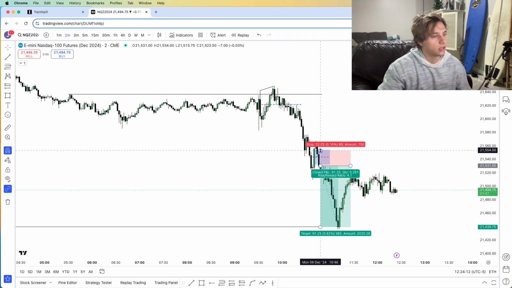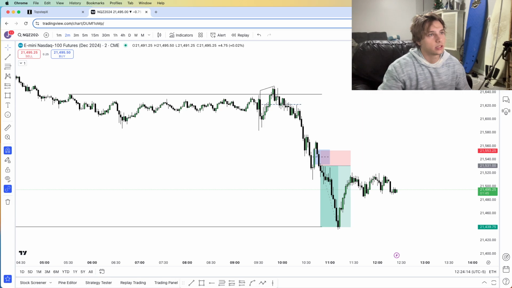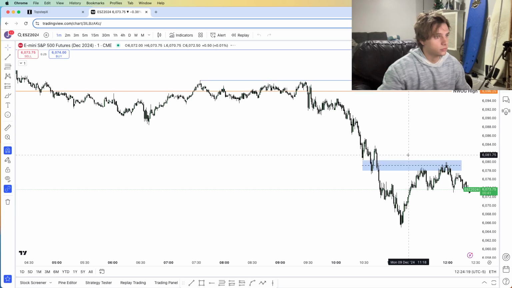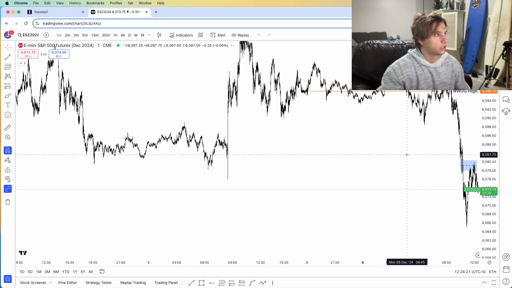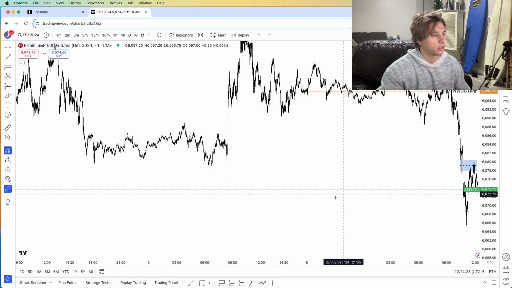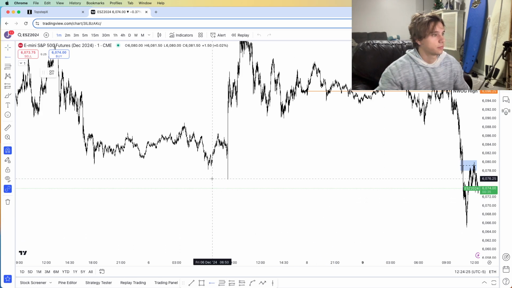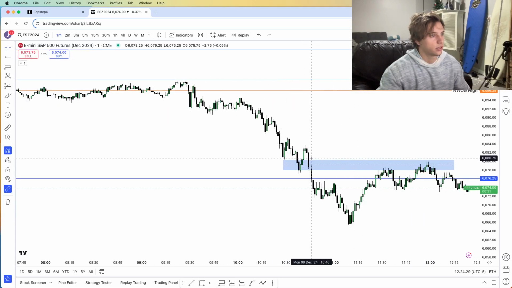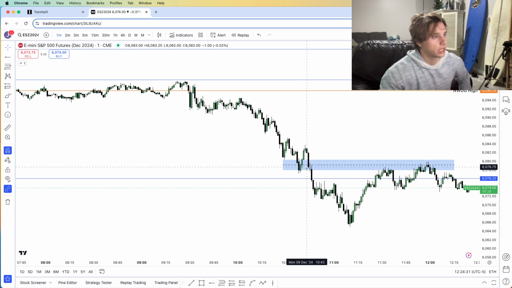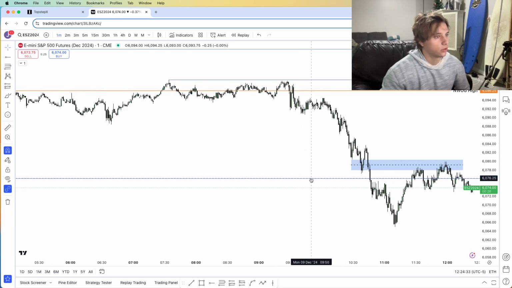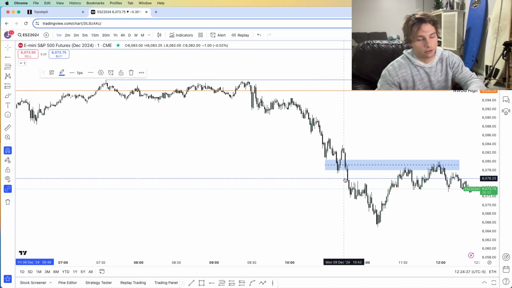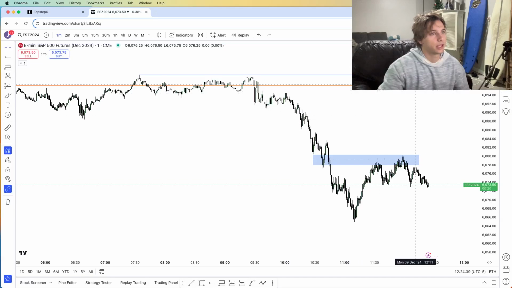This was at 1040. If we go to ES at the time, 1040. This was the data low. 1040. If we look here, 1040 was right here. We had already ran this data low, so I was like, okay, I don't know. It wasn't the best decision, but it happens.